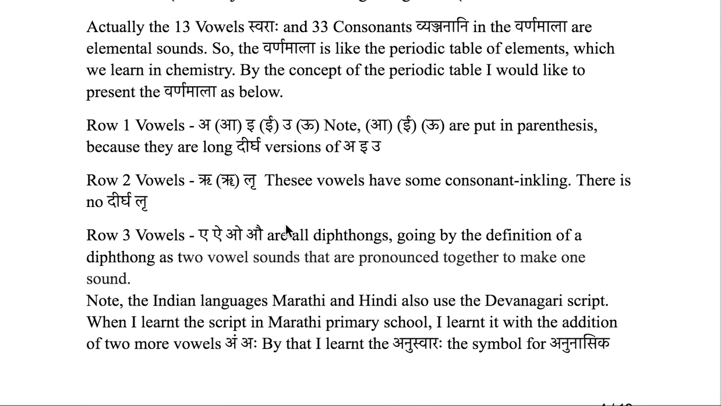Row 3, vowels e, ai, o, au, are all diphthongs, going by the definition of a diphthong as two vowel sounds that are pronounced together to make one sound. Ai is a plus i. You try to pronounce a, i. Au is a plus u. So these are diphthongs.